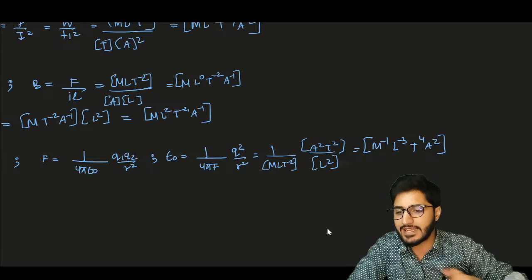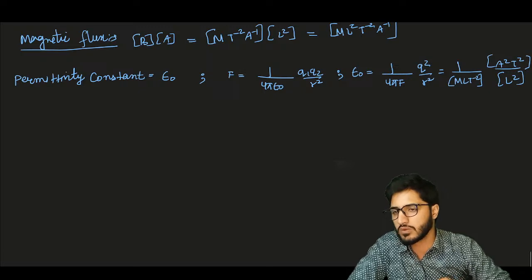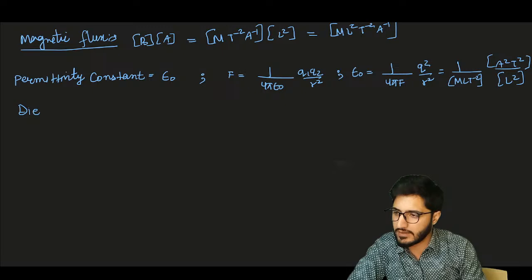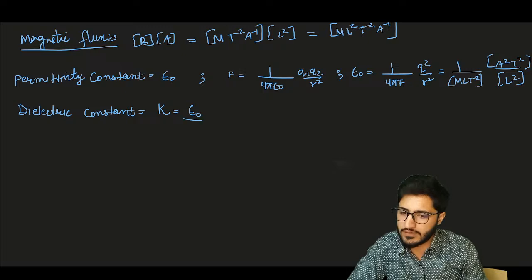Same, we are having dielectric constant also. That is K, which is equals to epsilon naught divided by epsilon net. So same quantity, so we are having L^0T^0.